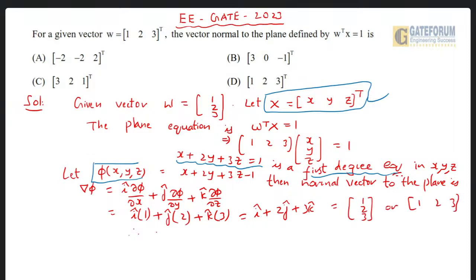Therefore, the required normal vector, or vector normal to the plane, is (1, 2, 3), that is, (1, 2, 3) transpose. I can write a column vector as the transpose of a row vector. So accordingly, the option is D. This is the end of the question.